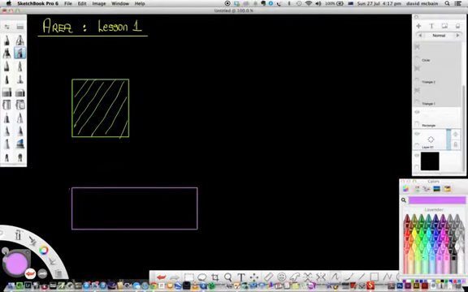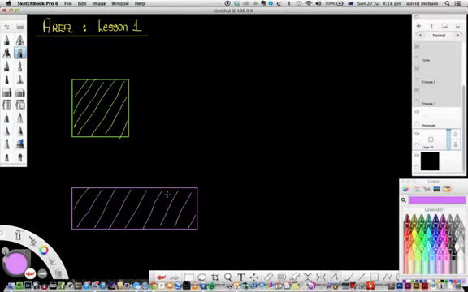and this is the area of the rectangle that I'm shading in purple. So the area is the amount of space enclosed inside the shape. Not the distance around the outside, that's the perimeter. The area is the amount of space enclosed inside it.